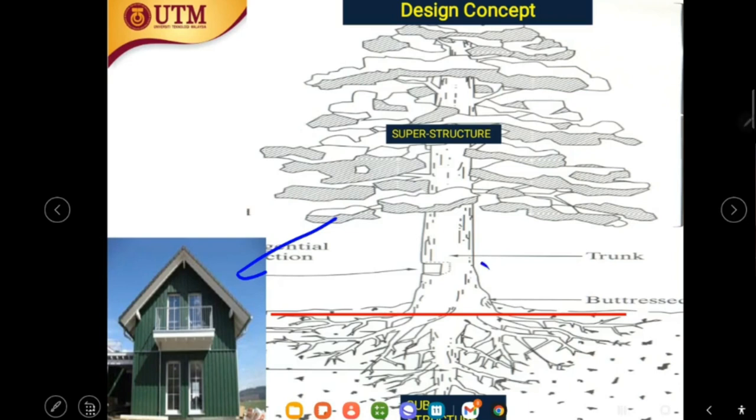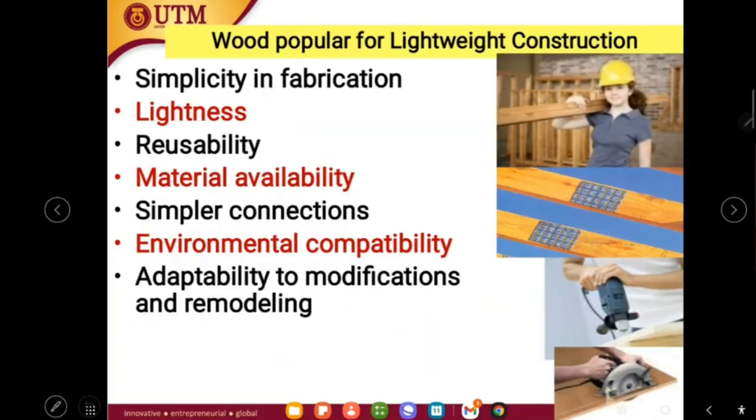So it has buttress, okay? And then below this buttress, which is the soil level, it has its roots, okay? Like our foundation for the structure. And then it has the superstructure, which is the branches, leaves, and so on and so forth. So we will look into it deeper later on.